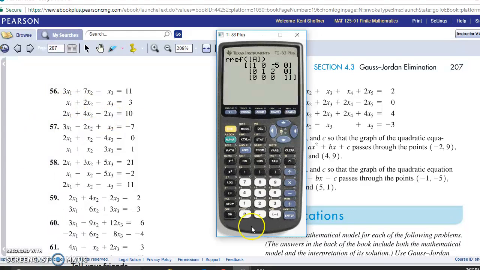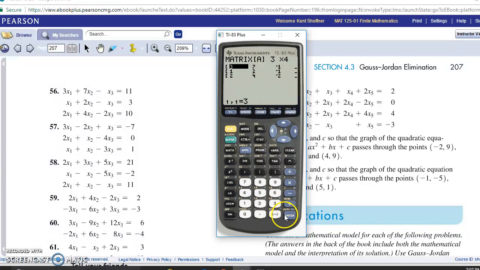So let's do 57. I'm going to get out of this by clearing that screen. Go back to my menu, second matrix. I'm going to go over to edit, and I'm going to use A again, so I'm going to hit enter, and let's look at 57. 3 equations, 3 rows, 4 columns. So it's 3 by 4 again, 3 enter, 4 enter.